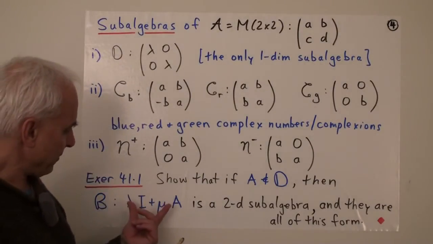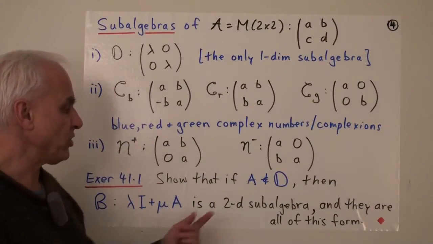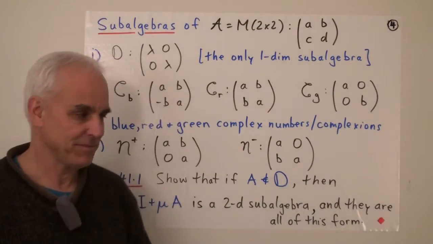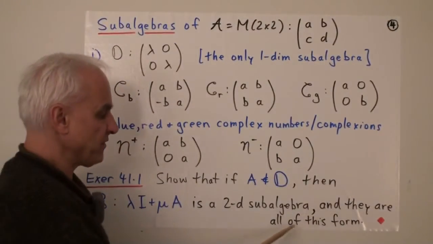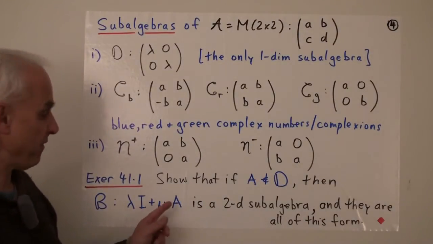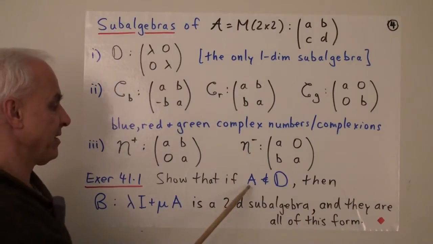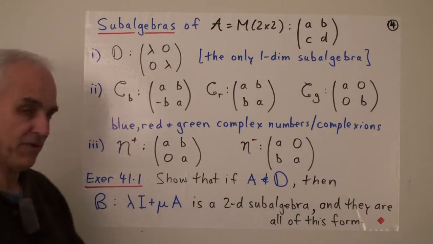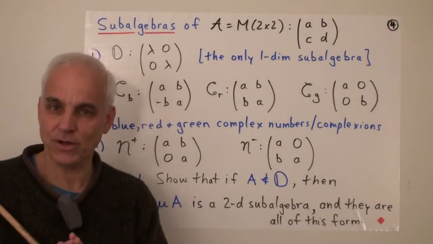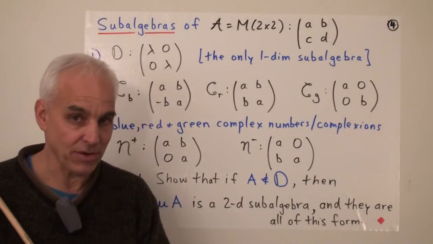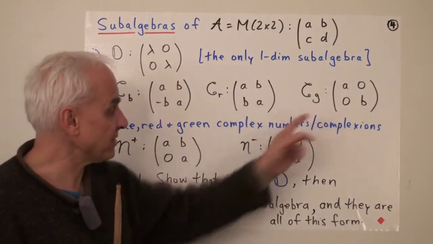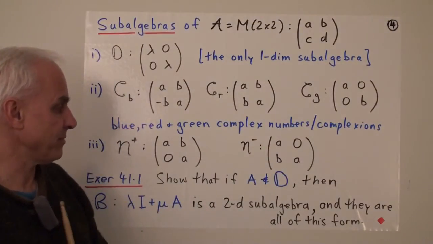So you have to show that matrices of this kind form a two-dimensional subalgebra of our 2 by 2 matrices. And they are all of this form. So in other words, any two-dimensional subalgebra is of this form for some matrix A, which is not a multiple of the identity. So this is a characterization of all the two-dimensional subalgebras of our 2 by 2 algebra of matrices. So these are just special cases of this more general setup.